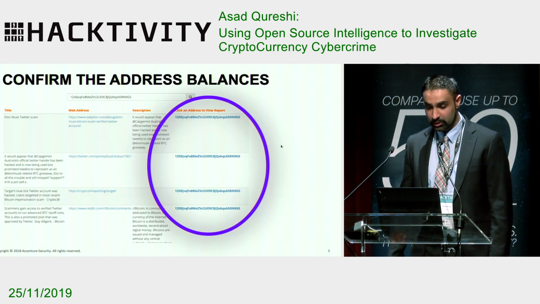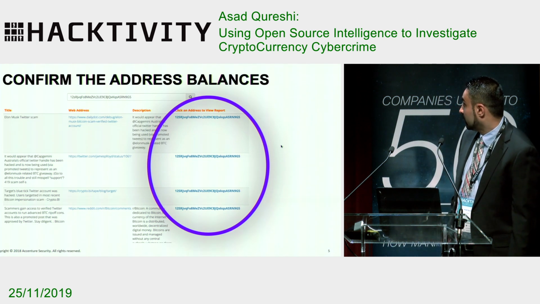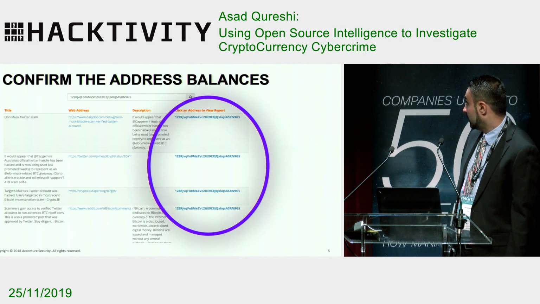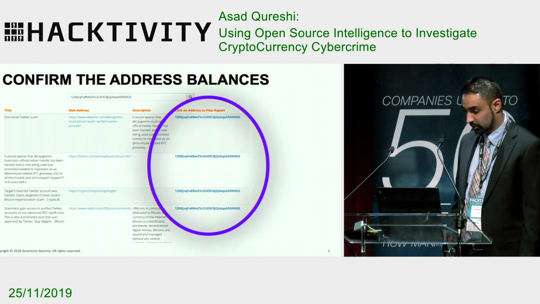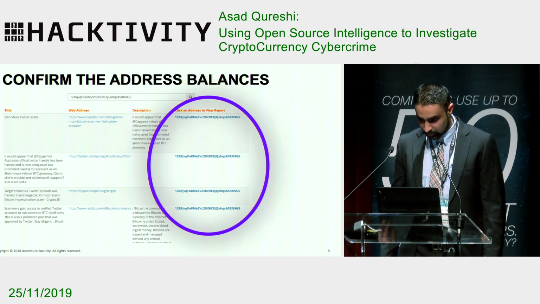So then we confirm the address balance. We will put the address balance in and see what is actually going on with the transaction. So we see that there are multiple addresses.